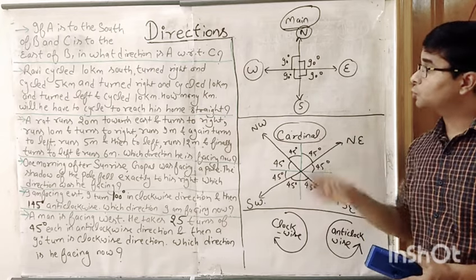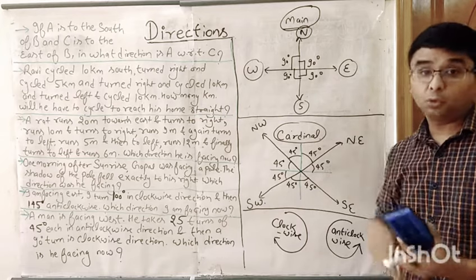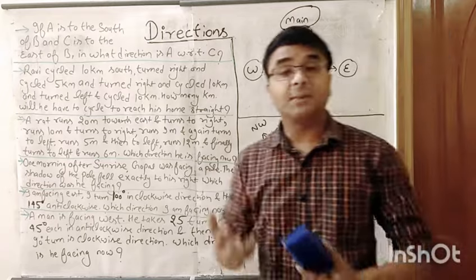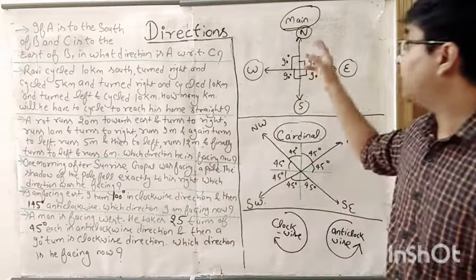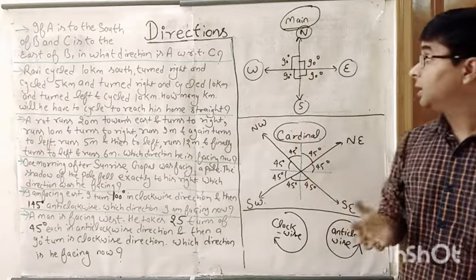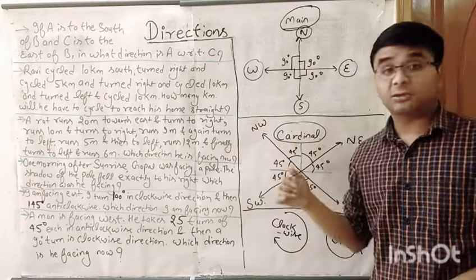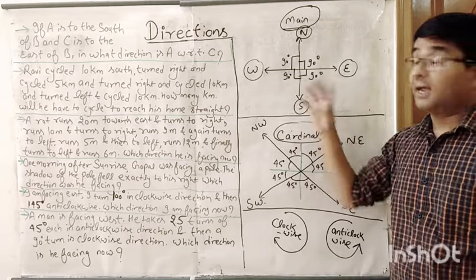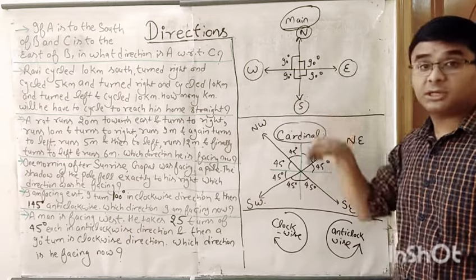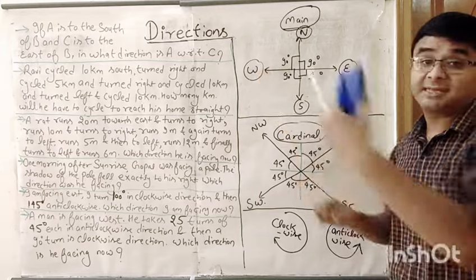The first one belongs to the types of direction. There are two types of direction generally. One is the main direction, another one is the cardinal direction. Now, what is main direction? Main directions are four, as you already know: north, south, east, and west. Here we have shown north as up, south as down, east as right, and west as left.